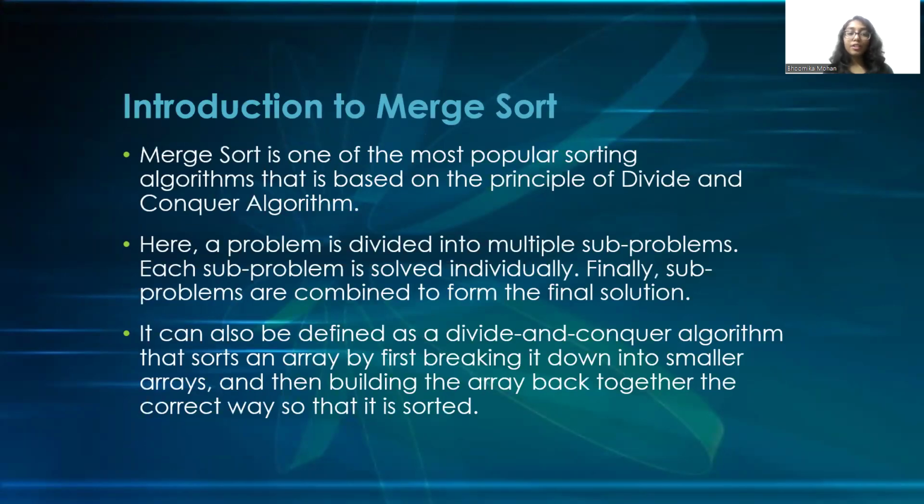So, coming to the introduction to merge sort, merge sort is one of the most popular sorting algorithms that is based on the principle of divide and conquer algorithm. Here, a problem is divided into multiple subproblems. Each subproblem is solved individually. Finally, subproblems are combined to form the final solution. It can also be defined as the divide and conquer algorithm that sorts an array by first breaking it down into smaller arrays and then building the array back together the correct way so that it is sorted.